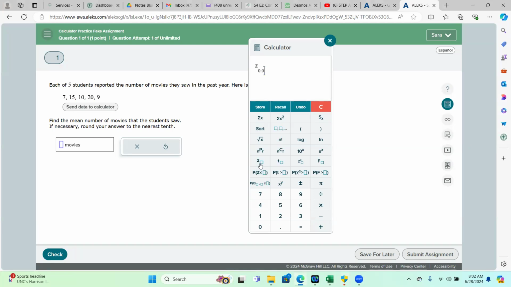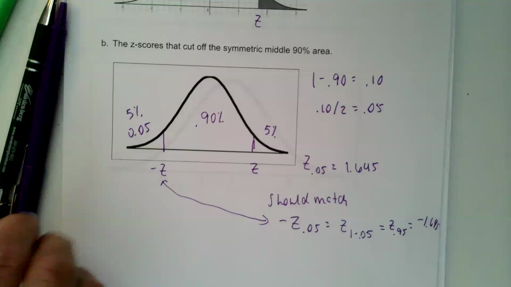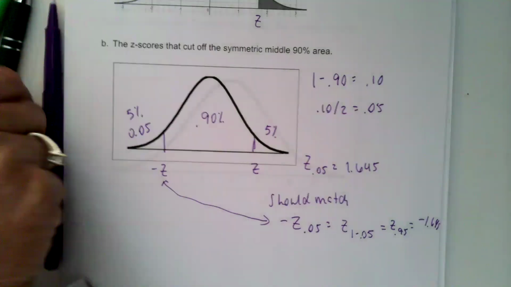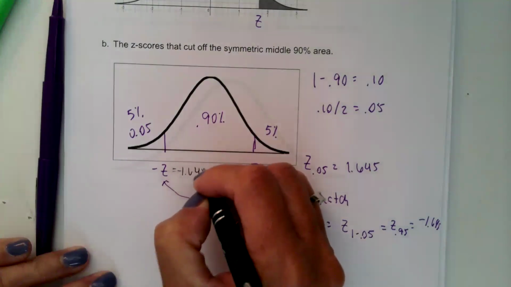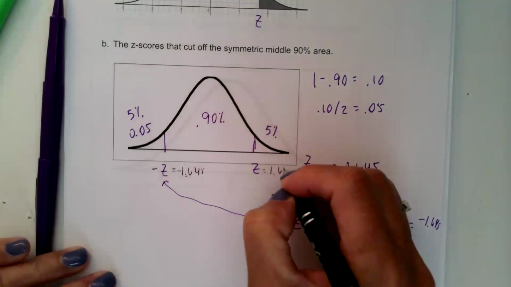So I'm going to put z of 0.05. That is 1.645. And now if I clear that out and do z of 1 minus 0.05, it's going to be the negative. So a negative 1.645. So these are, in fact, just negatives of each other. Negative 1.645 and a positive 1.645.